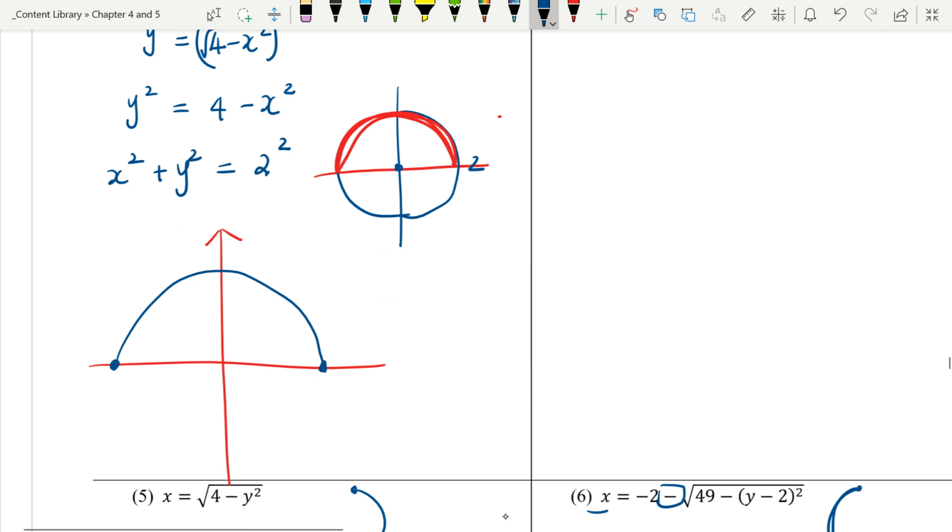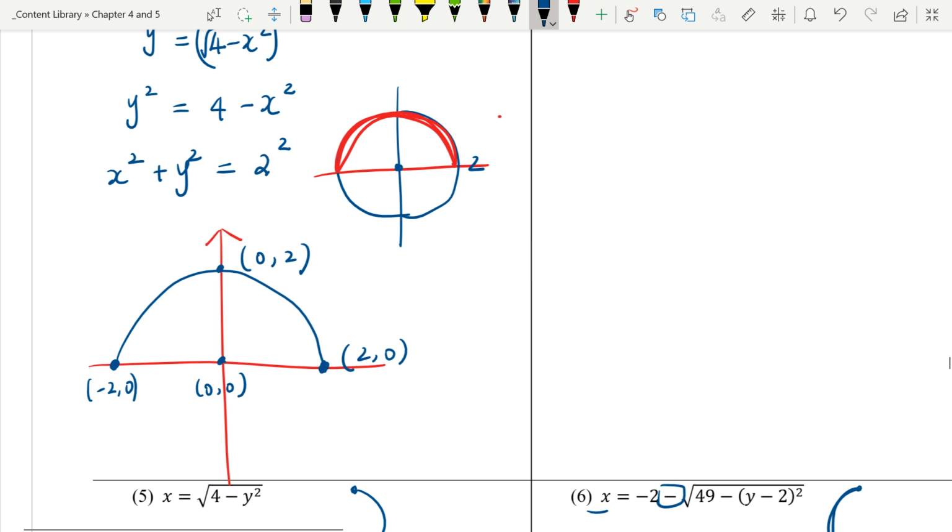Yes, it stops here and here. That's 2, 0. That's negative 2, 0. We have the center here, 0, 0, and we have 0, 2. I only want the top half. Even though I rearranged the equation, I increased the possibilities for y and x values. But overall, what I want to sketch is the top.